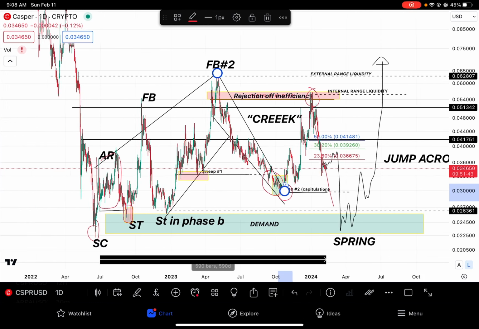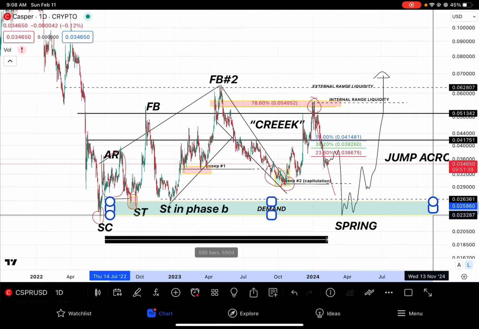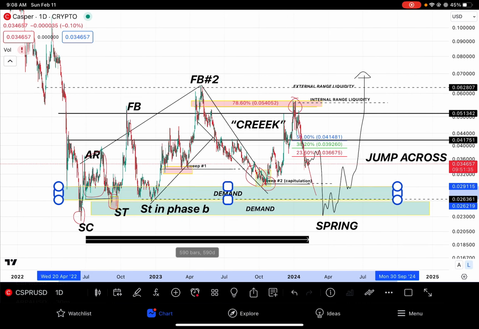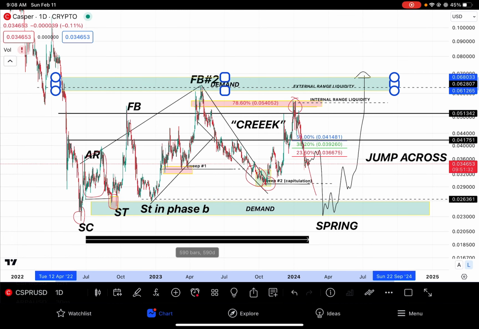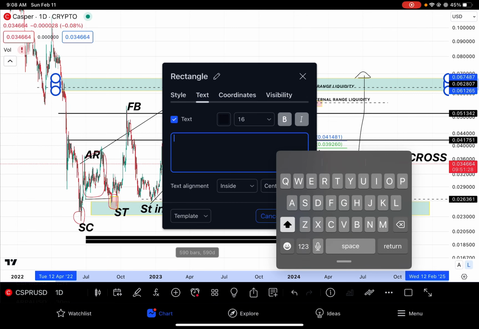After you make a new low, that's called the spring phase. Once you have that spring phase and you get back down to demand zone, we're going to head towards the supply located at this external range liquidity. Okay, so this is your supply.